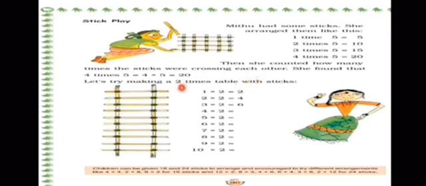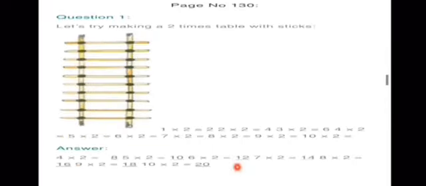So let's try making a 2 times table with sticks. So 1 2 is 2, 2 2s are 4, 3 2s are 6, 4 2s are 8, 5 2s are 10, 6 2s are 12, 7 2s are 14, 8 2s are 16, 9 2s are 18 and 10 2s are 20. So now let's check our answer. Yes. So start writing the answers in your textbook.